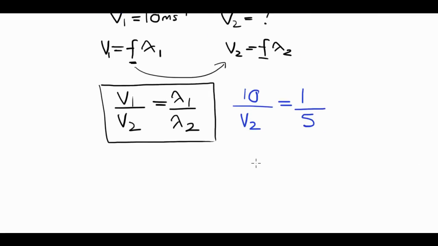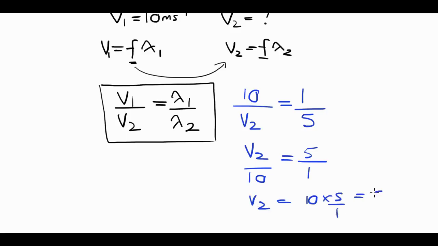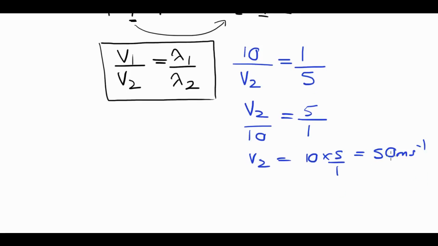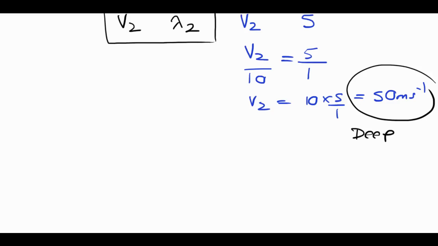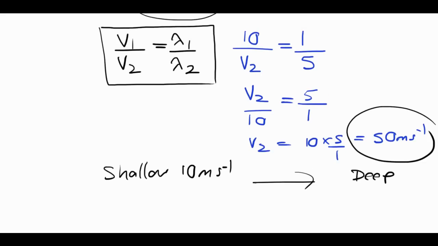So doing a little bit of rearranging, V2 over 10 will be equal to 5 over 1, which means that V2 will be equal to 10 times 5 over 1, which is 50 meters per second. Quick check. Okay, in the deep region, we have 50 meters per second. In the shallow region, we had 10 meters per second. So yes, the wave has sped up like we would expect. So a question like that is probably worth anywhere between achieved and merit in NCEA Level 2 physics.